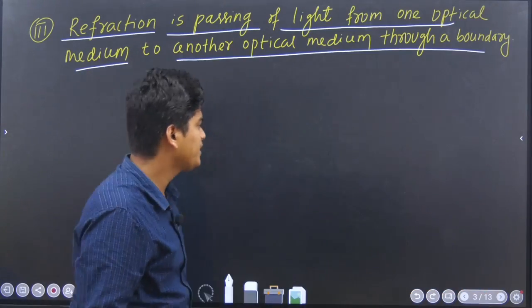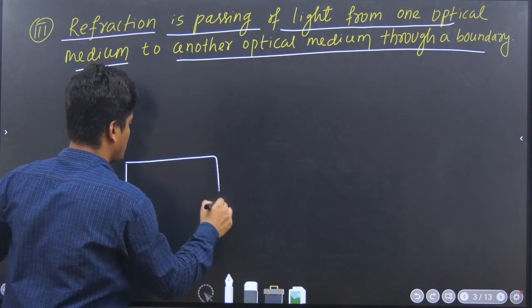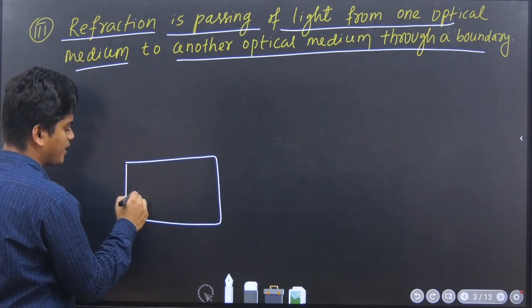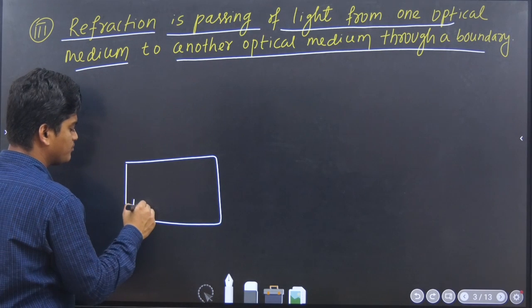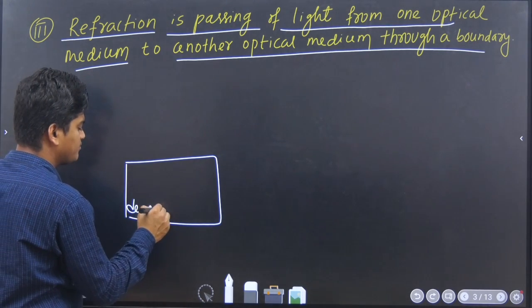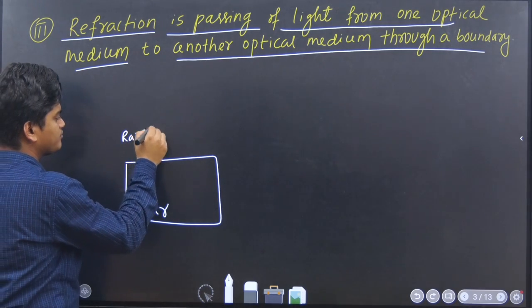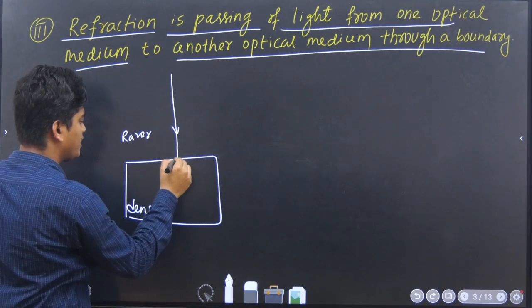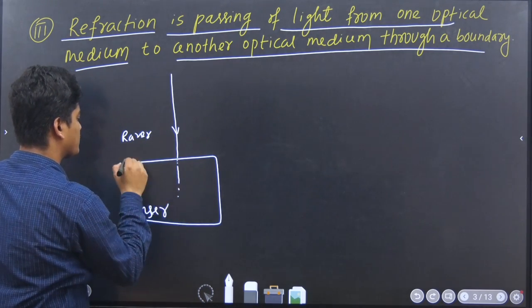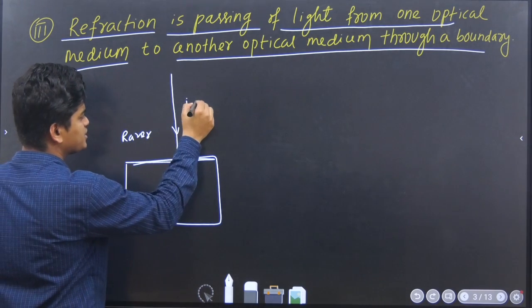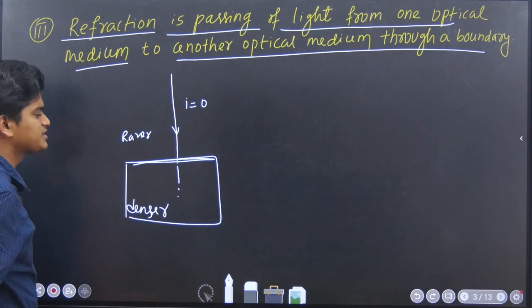Now why I am telling this: suppose I consider a glass slab like this, an optically denser medium, and here this is a rarer medium. Now if a light ray is passing perpendicular to this boundary, that means it is coming perpendicularly to the surface, then the angle of incidence becomes 0. It is basically called normal incidence.